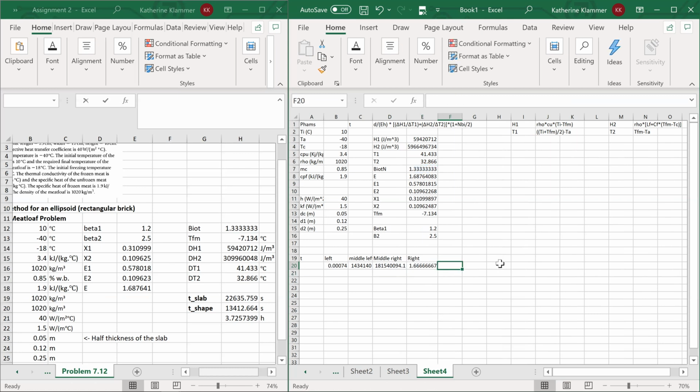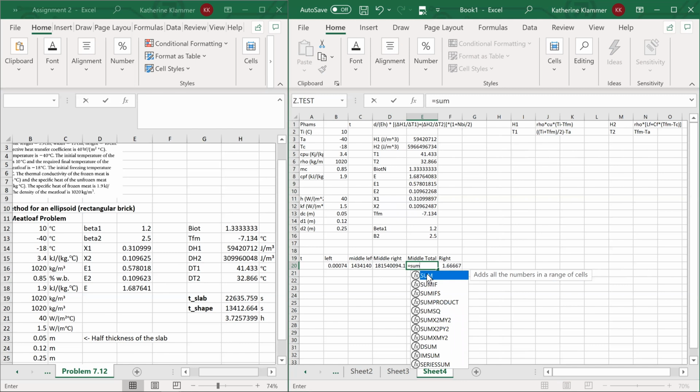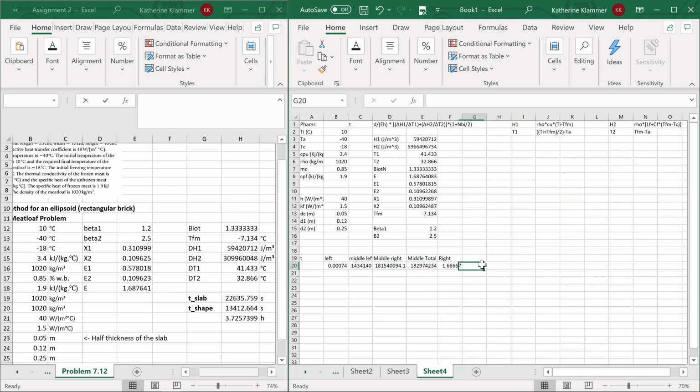Okay. So now we just multiply all those together. Oops, sorry. You don't multiply all those together. My bad. Because I'm going to, middle total equals the total of these. And now we can multiply this and this and that. And so that is our value.